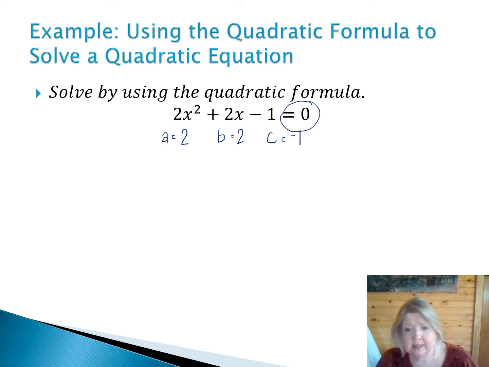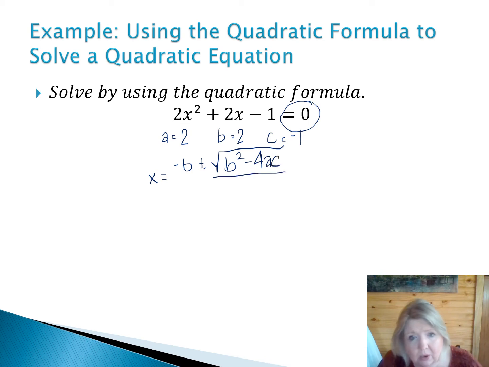All right, now because I don't memorize well, I'm going to sing to you for just a minute. X equals opposite b plus or minus square root b squared minus 4ac all over 2a.